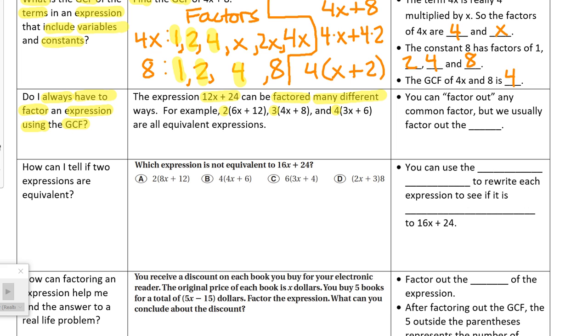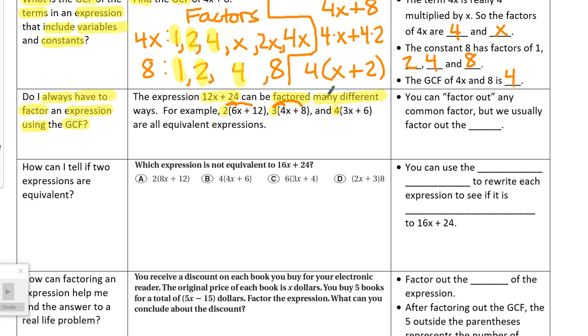How do you know? Well, if you use the distributive property, 2 times 6x is 12x. 2 times 12 is 24. So 2 times the quantity 6x plus 12 is the same as 12x plus 24. Same thing here. If I distribute the 3, 3 times 4x is 12x. 3 times 8 is 24. So 3 times the quantity 4x plus 8 is the same as 12x plus 24.